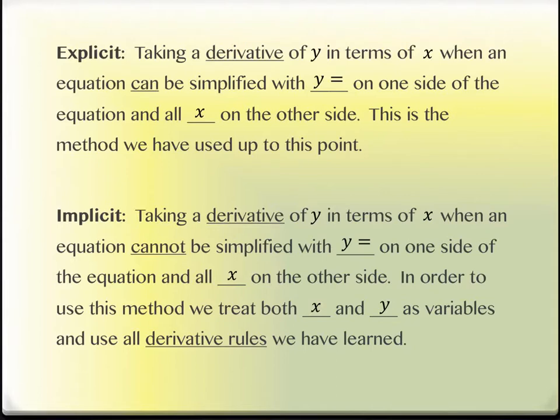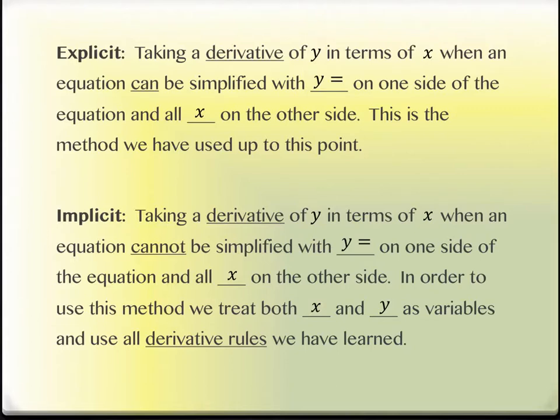So what we're doing today is called implicit differentiation. When we work with implicit differentiation, we're taking a derivative of y in terms of x when an equation either cannot be simplified to say y equals, or maybe it's just absolutely atrocious if we did it. In order to use this method, we treat x and y as variables, and then we use the derivative rules that we've already learned.